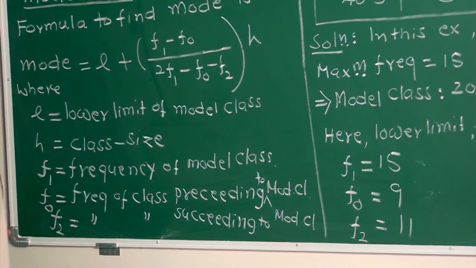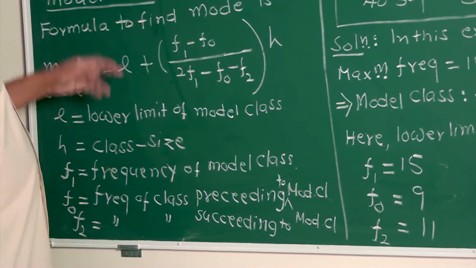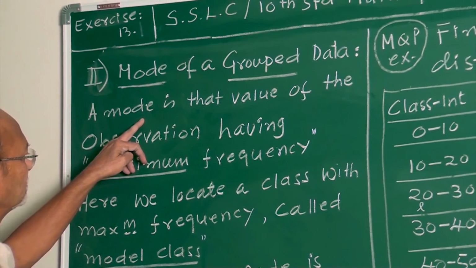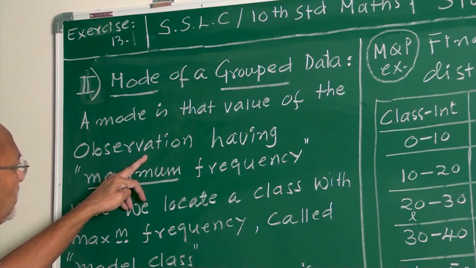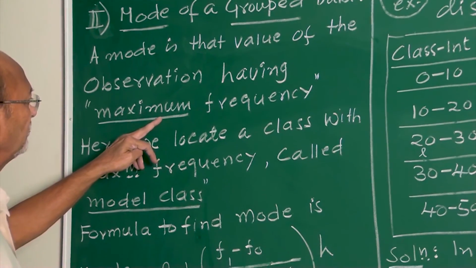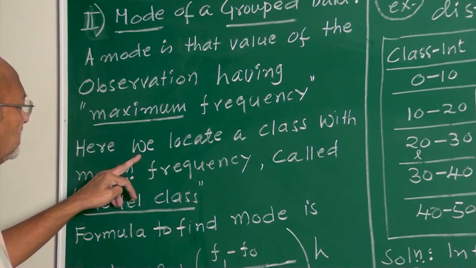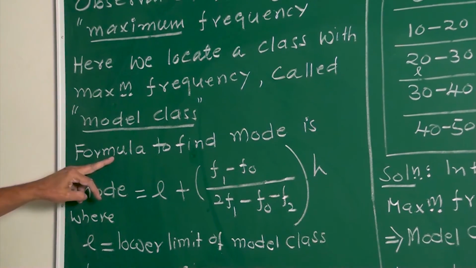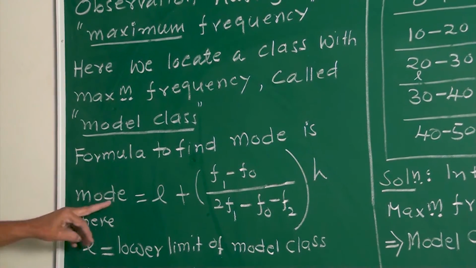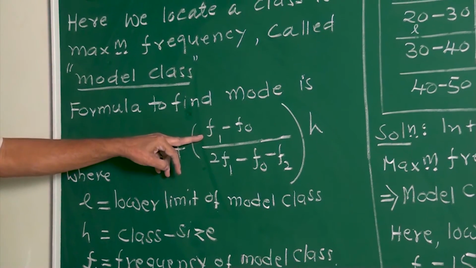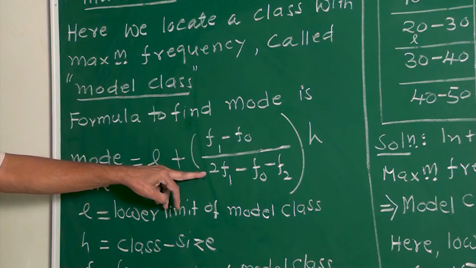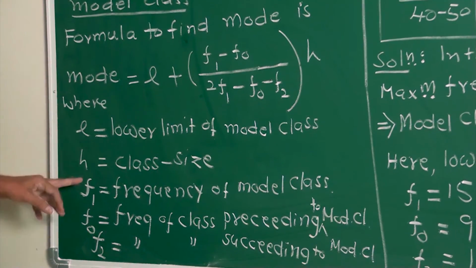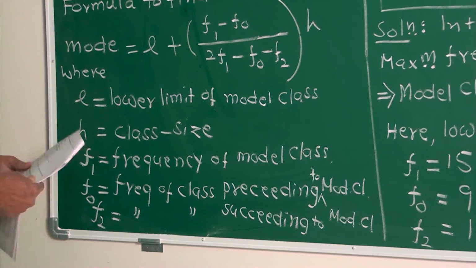Yes, my friends, the mode of the grouped data is the value of the observations having the maximum frequency. Here we look at the class with maximum frequency, called the modal class. The formula to find mode is: mode equals L plus (F1 minus F0) upon (2F1 minus F0 minus F2) into H. L is the lower limit of the modal class. H is the class size of the modal class.